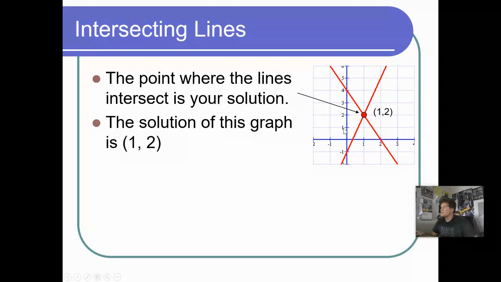The reason they intersect is because the point is on both lines of that system. It's true for this positive slope line, and it's true for this negative slope line. So it's good for all equations in that system. It's a solution.